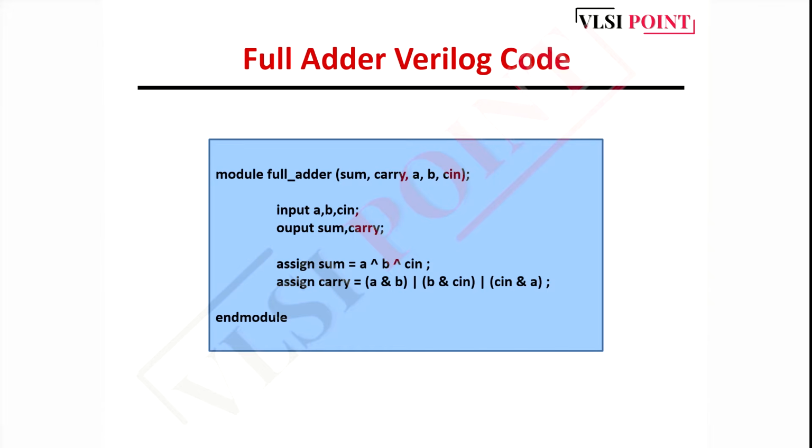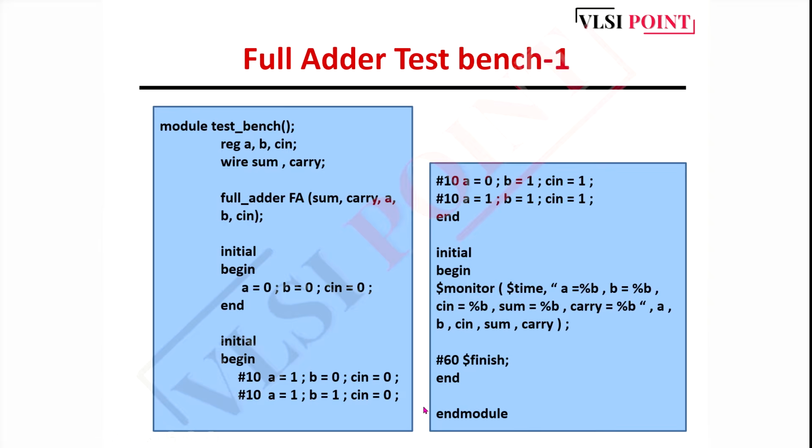So this is the first example. I have taken full adder Verilog code. This code is very simple and I hope this code is clear to all the students, so I'm not going to explain this. Simply, here I have taken sum and carry as 2 outputs and A, B, C in as 3 inputs. Sum is assigned A XOR B XOR C in, and to carry we are assigning A and B, B and C, C and A. So now we will see how we can write the test bench.